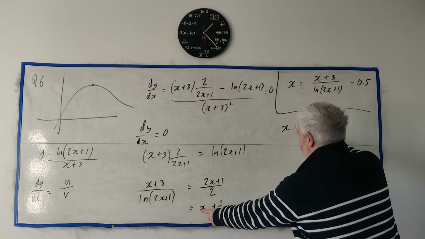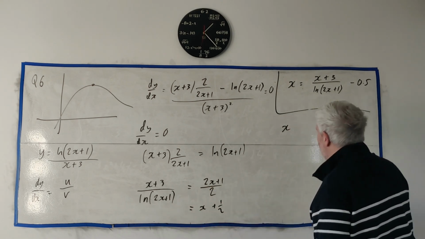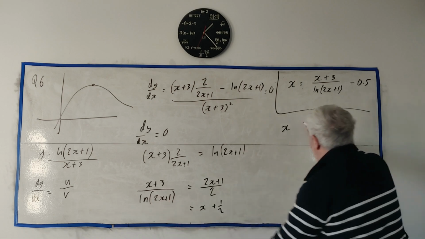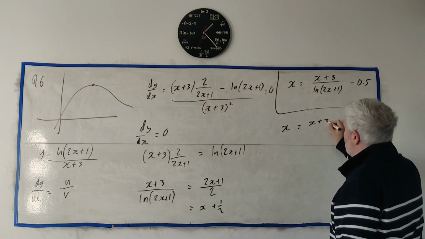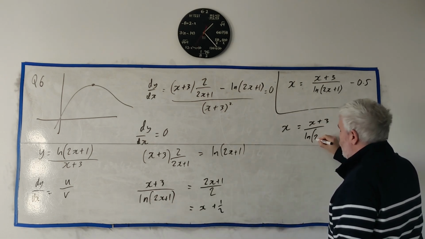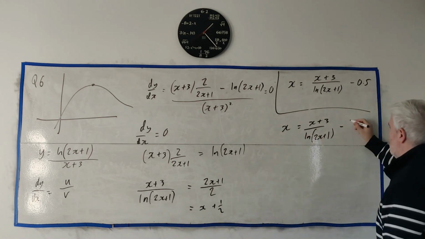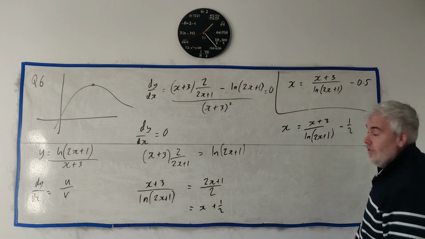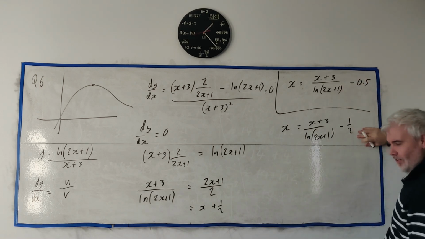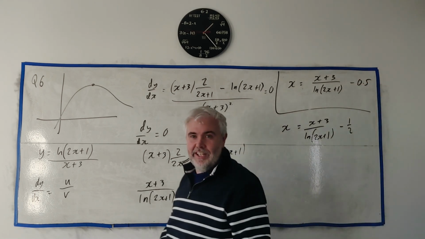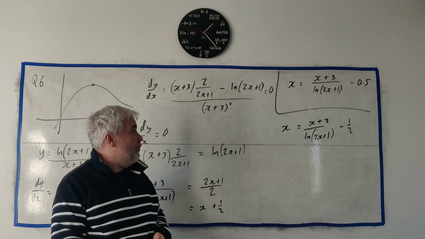That's x. Again, we'll write it inverted. x is equal to this side: x plus 3 over natural log 2x plus 1. And this half we'll take away from both sides, minus the half, which is exactly what they wanted. I wrote a fraction instead of a decimal. That's exactly what they wanted for part B.